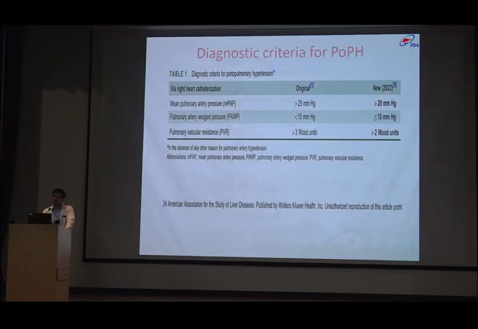What are the diagnostic criteria for POPH? This is where right heart catheterization criteria for diagnosis apply. Mean pulmonary arterial pressure, originally more than 25, is now reduced to more than 20. Pulmonary artery wedge pressure should be less than or equal to 15, and pulmonary vascular resistance more than 2 Wood units, in the absence of any other reasons for pulmonary arterial hypertension.